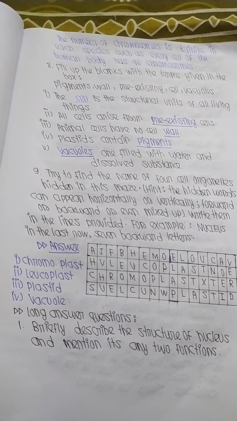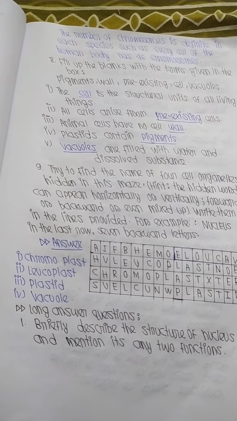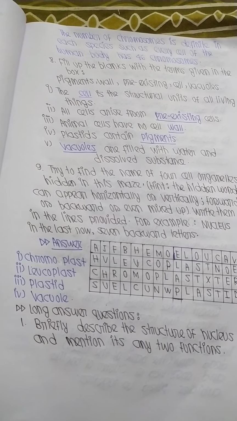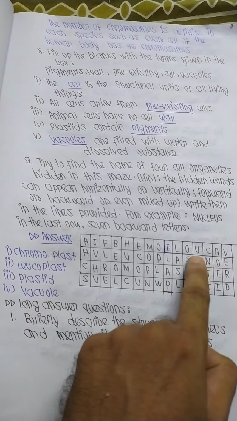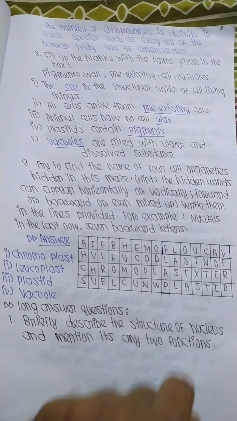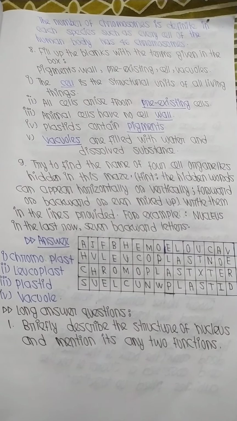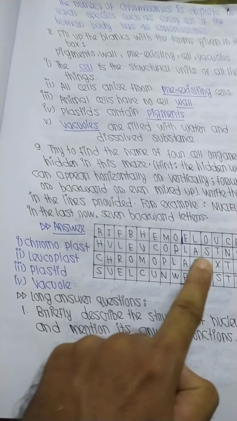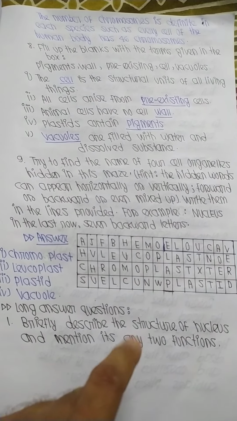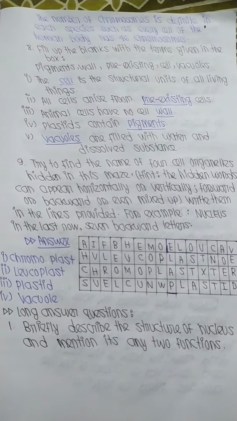The first is chromoplast. Second is leucoplast. Third is plastid. And fourth is vacuole. You can see the vacuole. It is written backward. The chromoplast, number 1. You can see the chromoplast. Number 2, leucoplast. You can see the leucoplast. Number 3, plastid. You can see the plastid. So these are the 4 cell organelles.